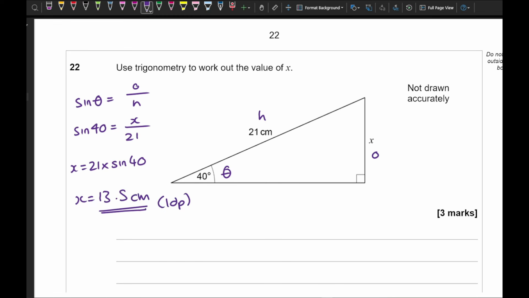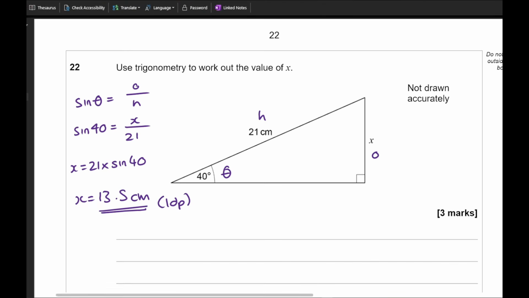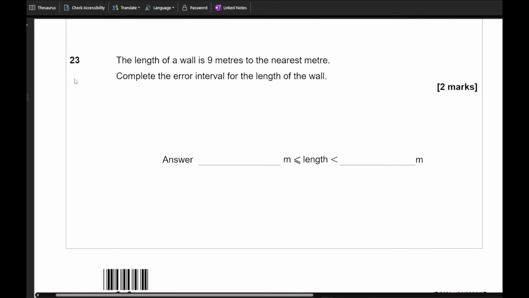Now if you're concerned that this question doesn't say anything regarding rounding, you can either copy your answer off the calculator or you can use any form of rounding. It's entirely up to you for this particular question. Moving on to question 23, it says the length of a wall is 9 meters to the nearest meter, complete the error interval. Well, if it's to the nearest meter, then if I halve that, that's going to give me 0.5 meters. So the error interval is going to be 9 plus or minus 0.5. So 9 minus 0.5 is 8.5, and 9 plus 0.5 is 9.5.